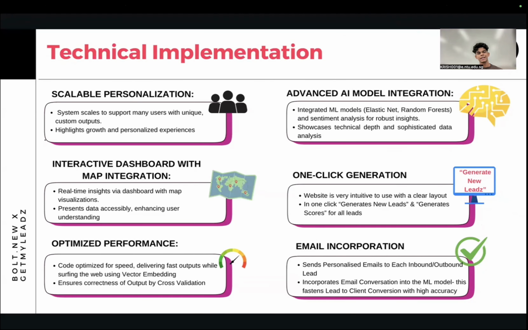Now we have created Get My Leads as a highly scalable personalization tool that supports multiple users and also features an interactive dashboard with map integration, as you just saw in the demo. We have also optimized performance by implementing vector embedding in the backend, ensuring fast output generation. The process is also very simple and intuitive. With just one click, you get all the results. Additionally, to streamline the workflow, we have integrated email functionality directly into the platform.